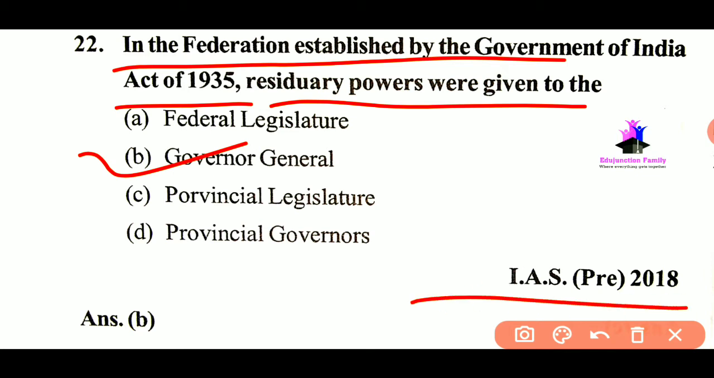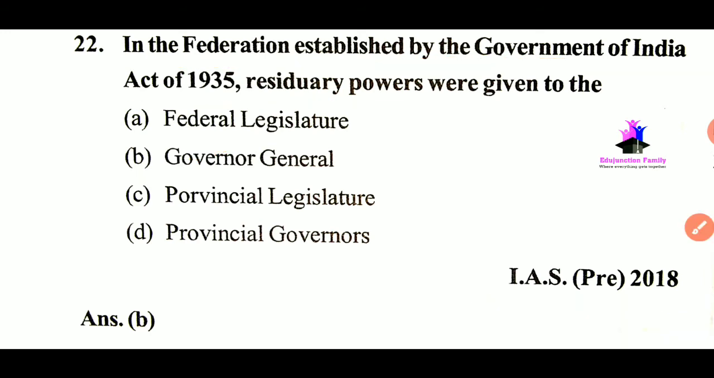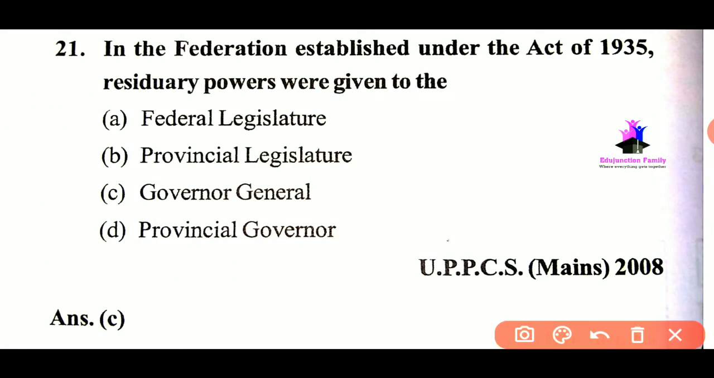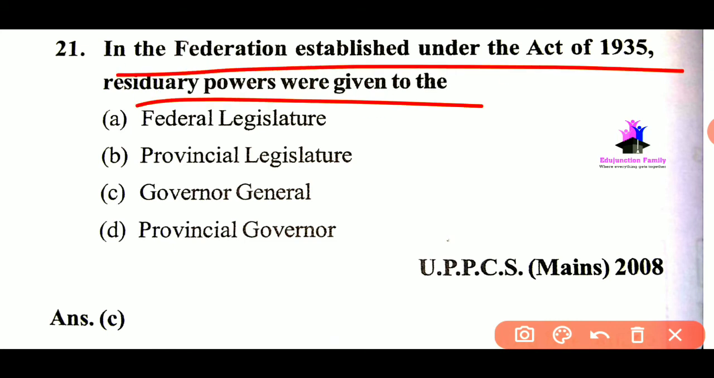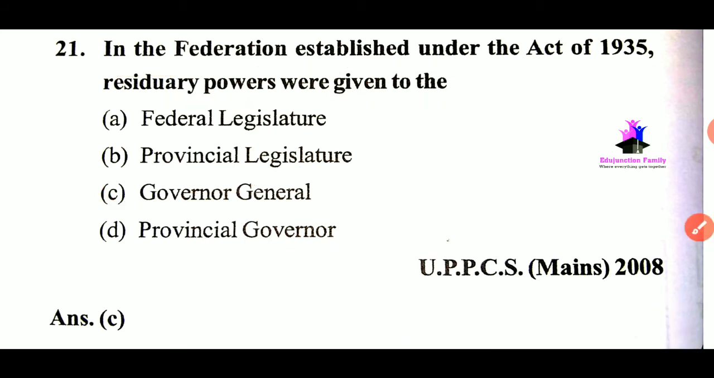This question was asked in IAS Pre 2018, and the previous question, question number 21: in the federation established under the Act of 1935, residuary powers were given to whom? It was given to the Governor General, and it was also asked in UPPCS Mains 2018. So these questions are very important. We are going to cover them in the series. All the questions were asked in lots of civil services exams, and they were repeatedly asked. So the session is very important.